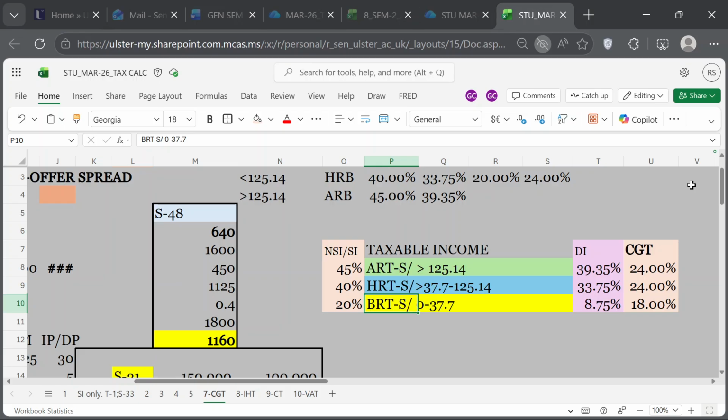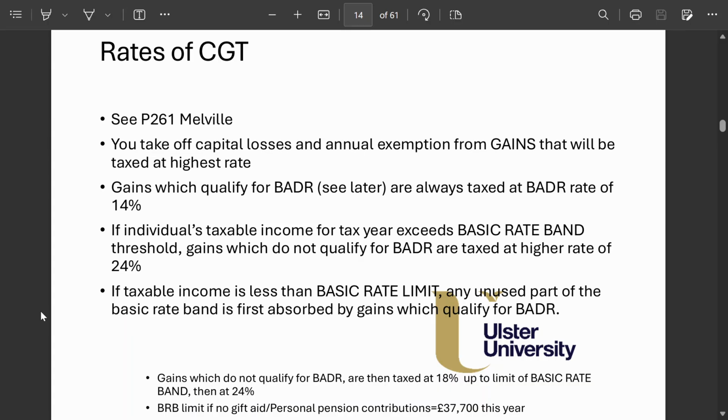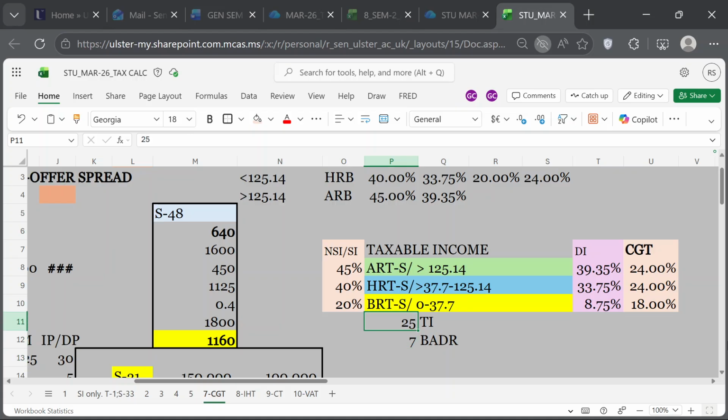say, 25. Let's say your taxable income is 25, just take an example. The TI is 25. And then let's say you have BADR of, say, 7. What this rule is telling you is that if the taxable income is less than the basic rate limit, which is the upper limit of the BRT slab, then in this case that is 25, which is less than 37.7.